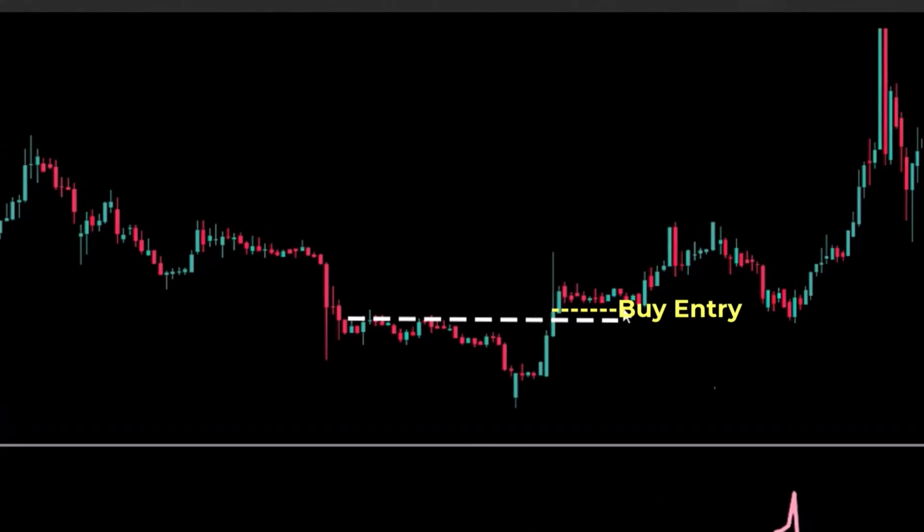For risk management, we can place the stop loss slightly below the recent swing low and use a 1-to-2 risk to reward ratio for the take profit. And as you can see in this example, the price moves upward and eventually reaches the target.